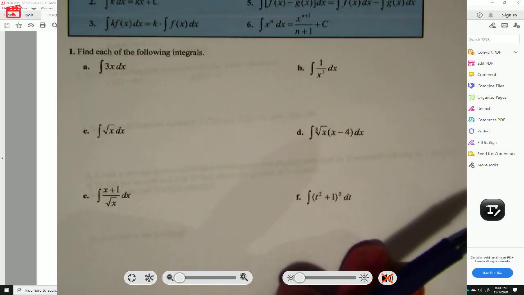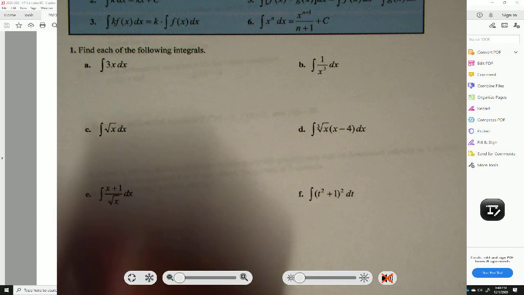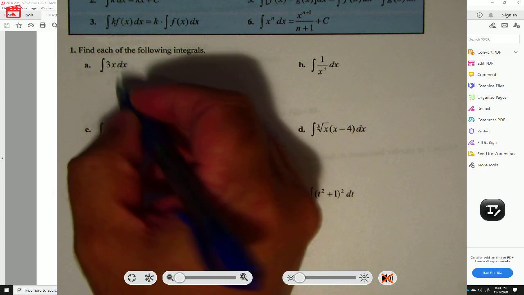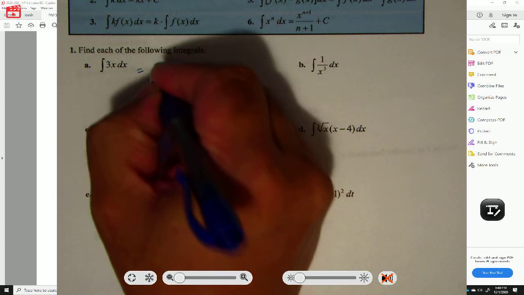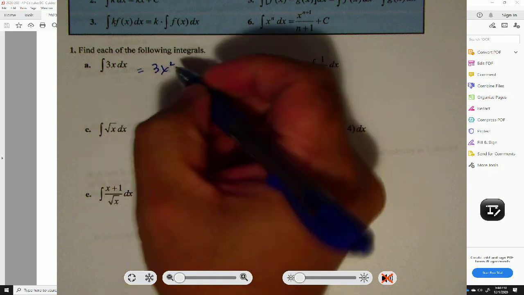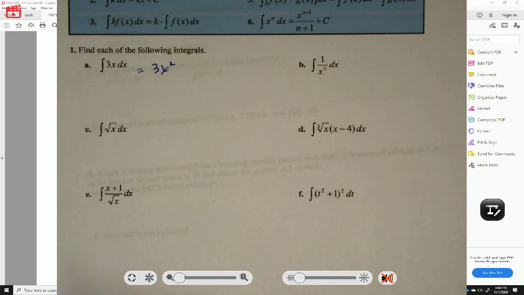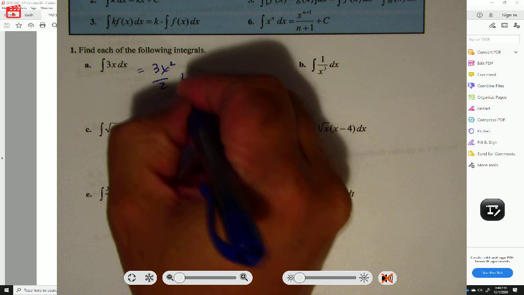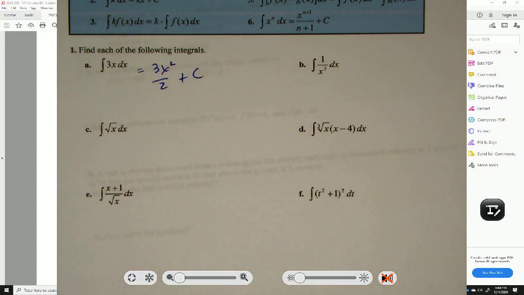So number 1, find each of the following integrals. The exponent is currently 1. When we integrate that, it's going to be 3x squared. You add 1 to the exponent and divide by the new exponent, and you add a constant. So that's the answer to A.